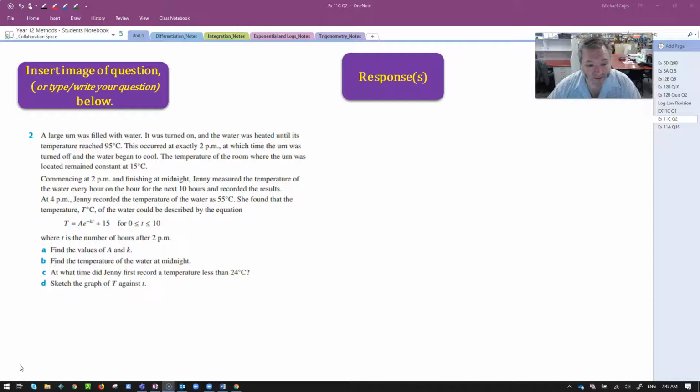Anyway, at 4 p.m., Jenny recorded the temperature of the water as 55 degrees Celsius. She found the temperature of the water could be described by the equation T equals A e to the negative kt, plus 15, and this is for the domain t between 0 and 10 hours, where t is the number of hours after 2 p.m. Find the values of A and k.